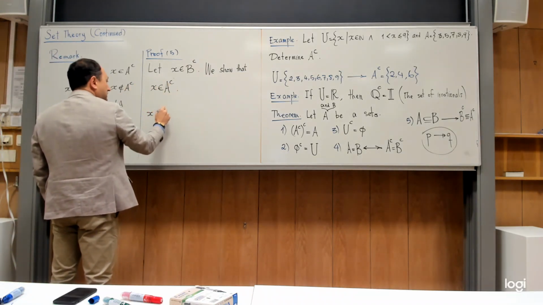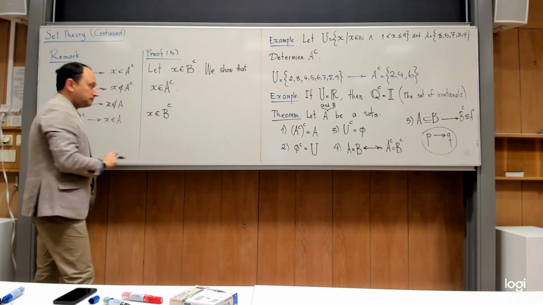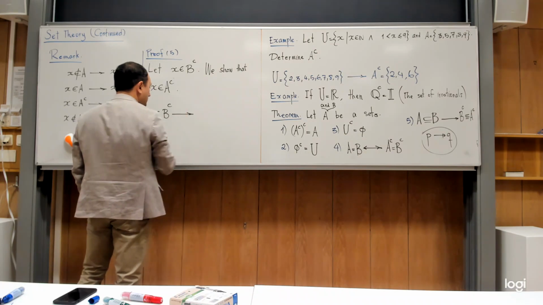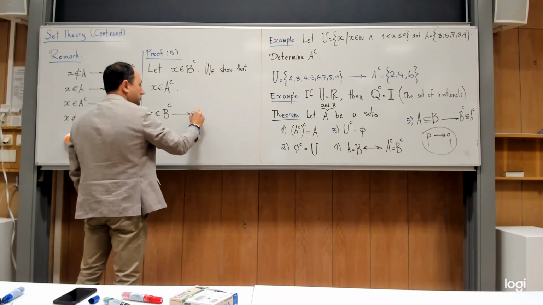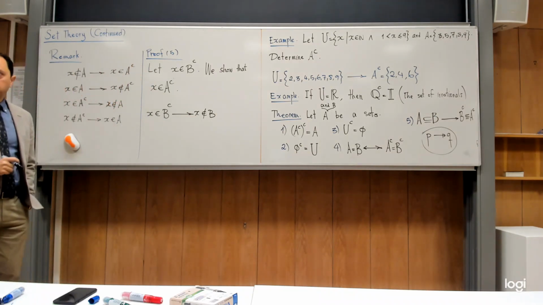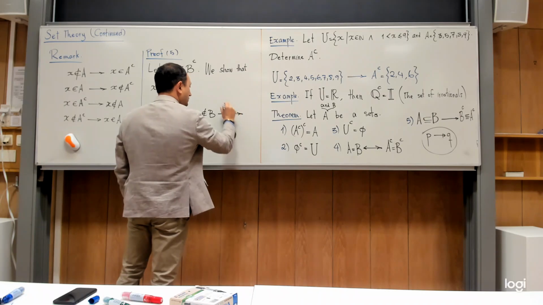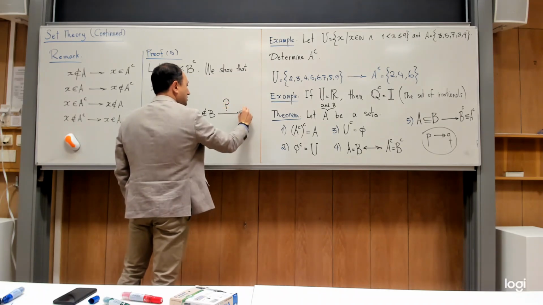Now, I start from here. We assumed that X is in the B complement. What is an immediate consequence of this? We just learned X does not belong to B. But can I conclude that X does not belong to A?